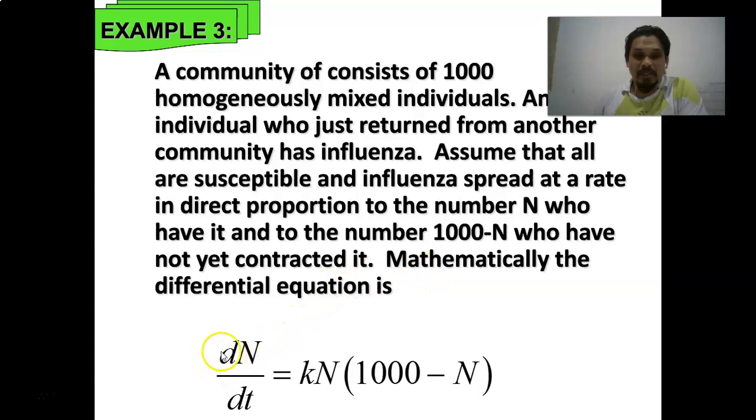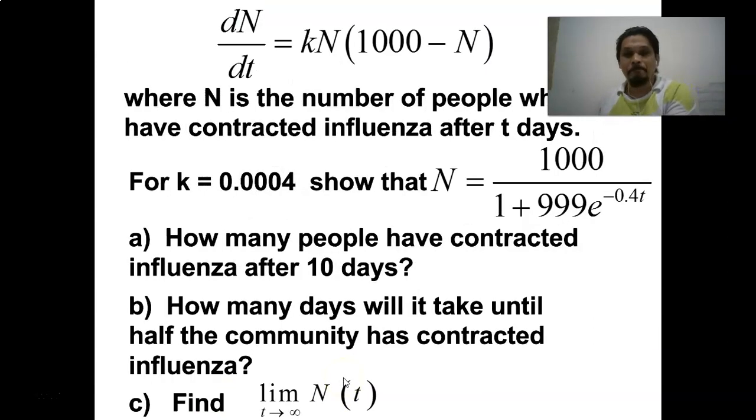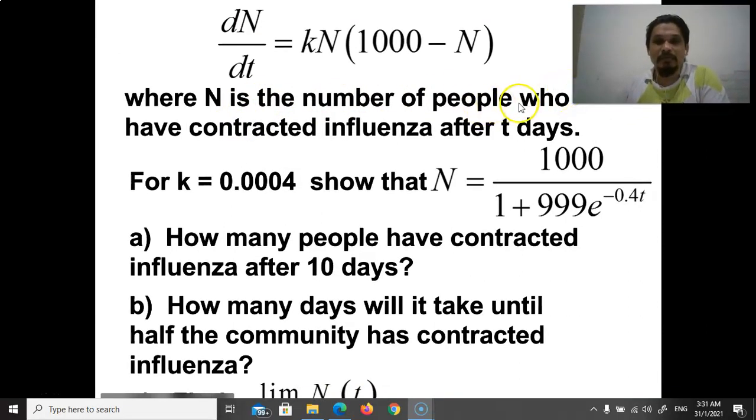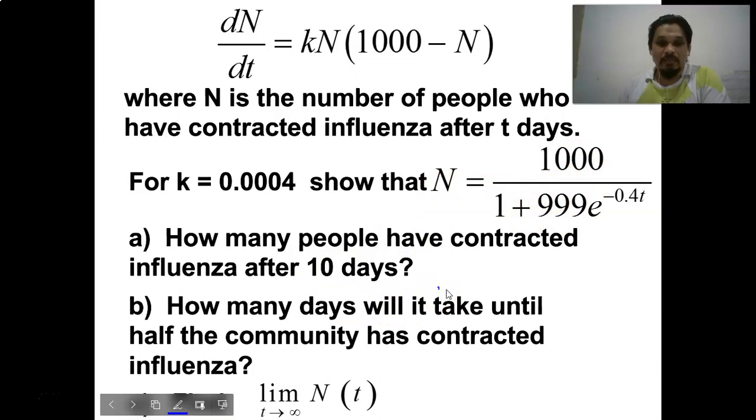Okay. The change in the number of people in the community with respect to time equals this expression here, where n is the number of people who have contracted influenza after t days. For k equal to 0.0004, now show that n equals the equation here. You may refer to the notes that you have in your hand right now. The question is how many people contracted influenza after 10 days.